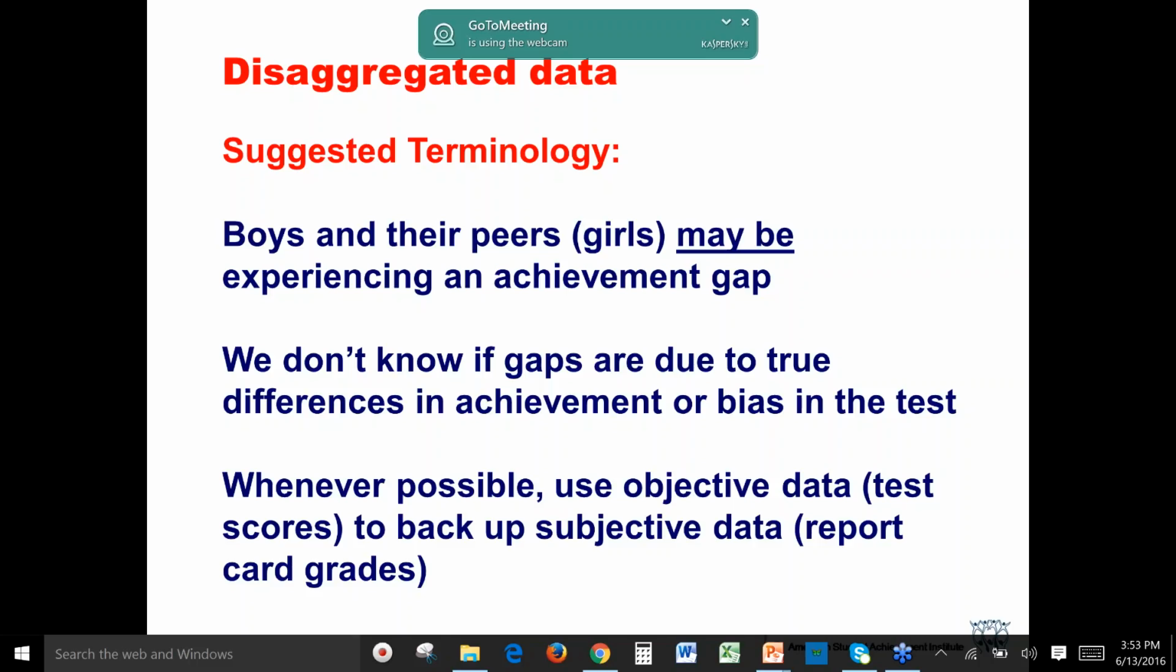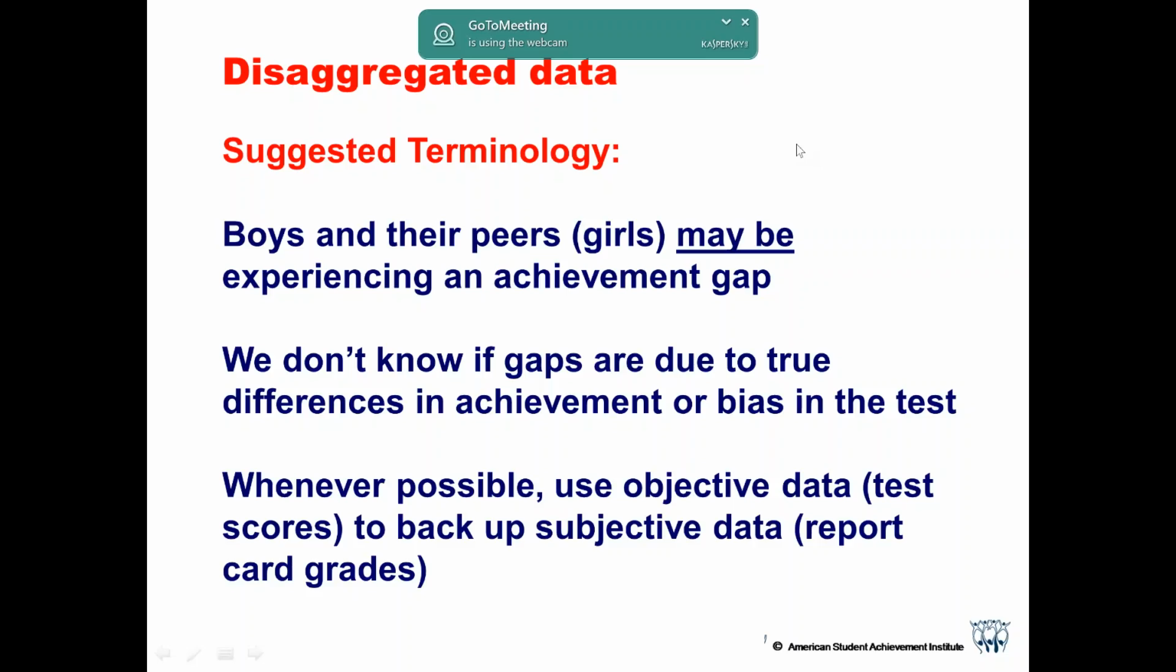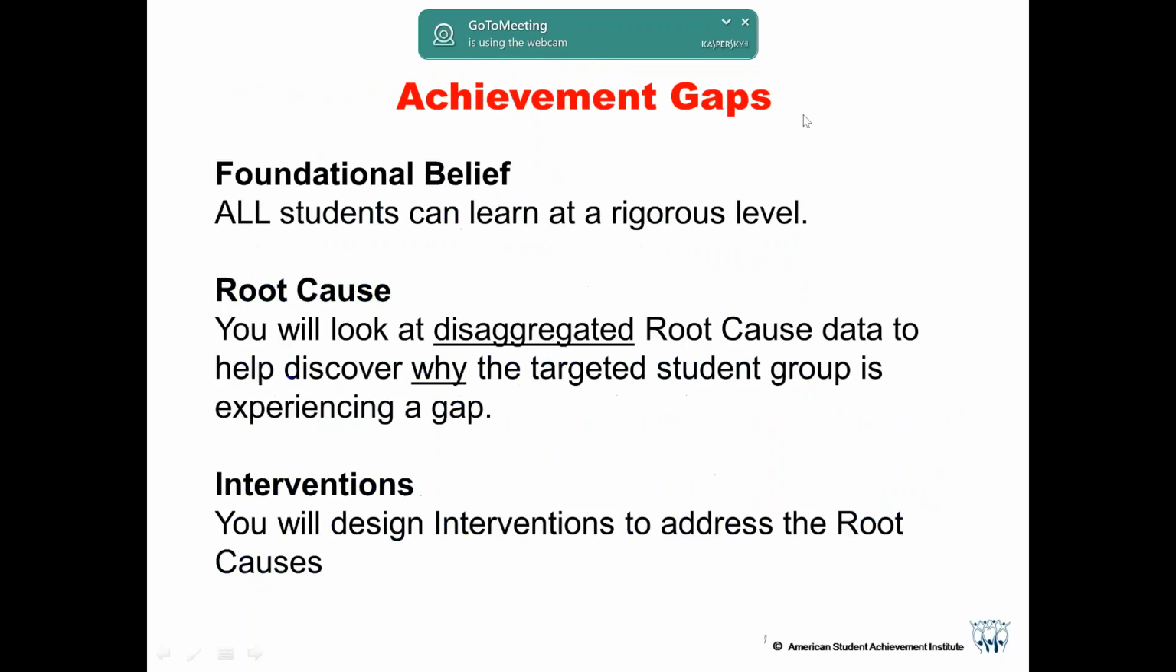And also, when we make a statement like that, we always want to back it up with data to explain why we're saying that. And again, our foundational belief is that all students can learn. When we see a gap, it doesn't mean that girls are smarter than boys. It means that for some reason we're not engaging boys in the same way that we do girls. Okay, so we kind of talked about these things. Yep, we covered that.